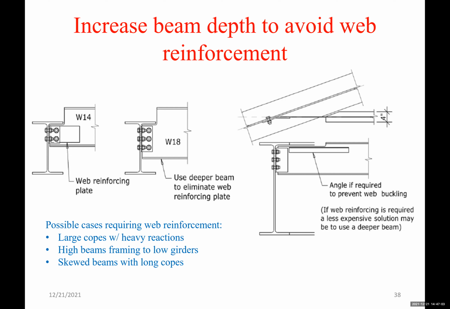So you can see on the right, also, even when the beams are at the same level, but we have, of course, a skewed connection. This would require coping, and as a result, this would require reinforcing. Those angles along the cope are required. So we could use deeper beams to avoid that.